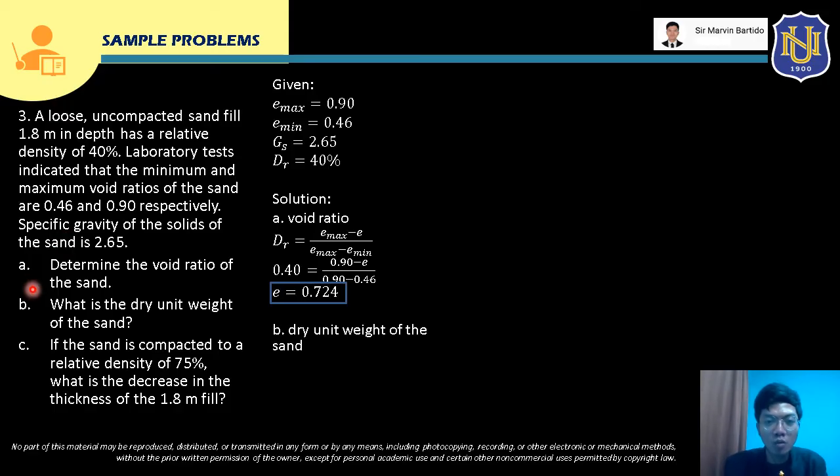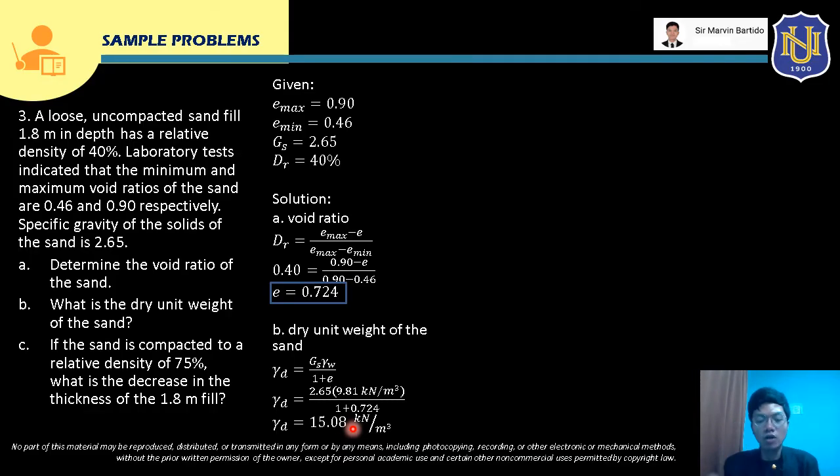Now, for letter B, what is the dry unit weight of the sand? No? For the dry unit weight, class, of the sand, we can use our formula for gamma dry, that is G sub S times gamma water over 1 plus E, wherein yung G sub S that is given, gamma water that is constant, E is already computed. So we can directly solve for gamma dry. So solving for gamma dry, class, we just substitute all the values here. So 2.65 for G sub S, gamma water is 9.81 kilonewton per meter cube. And then yung E, that is 0.724. So that is 15.08 kilonewton per meter cube. So this is now the gamma dry.